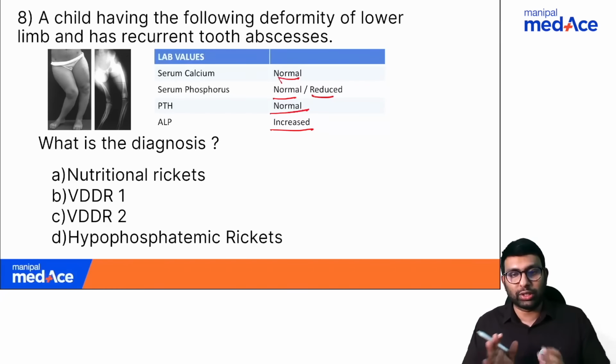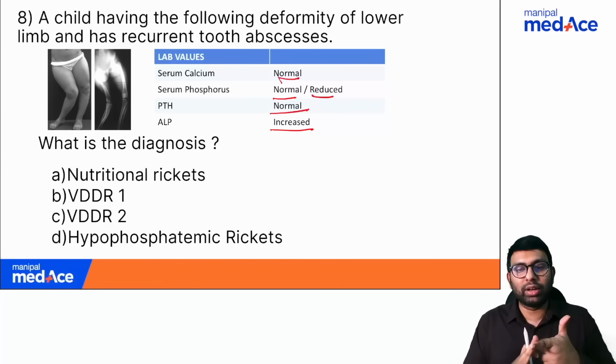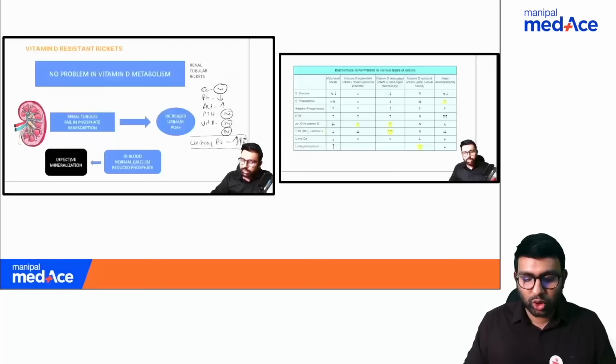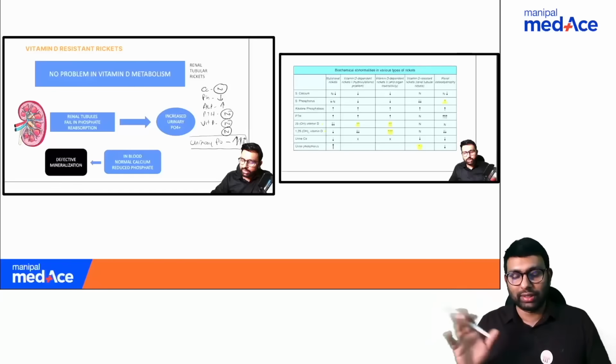What is the diagnosis? And your options are nutritional rickets, vitamin D dependent rickets type 1, vitamin D dependent rickets type 2, and hypophosphatemic rickets. So these were your 4 options. Now let's go back to how to approach this question. We've covered this in the video.